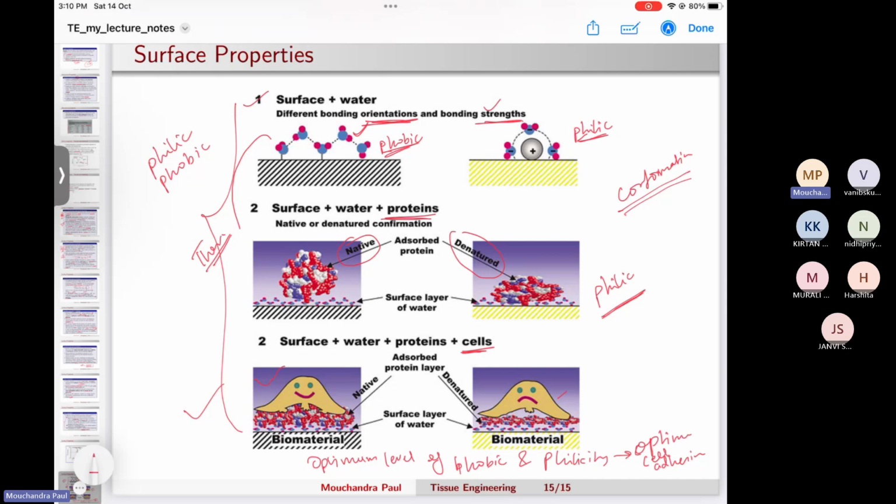So these things we will study a lot when we discuss the host material interaction, and we'll also touch upon the foreign body reaction. Okay, so that's it for today's class.